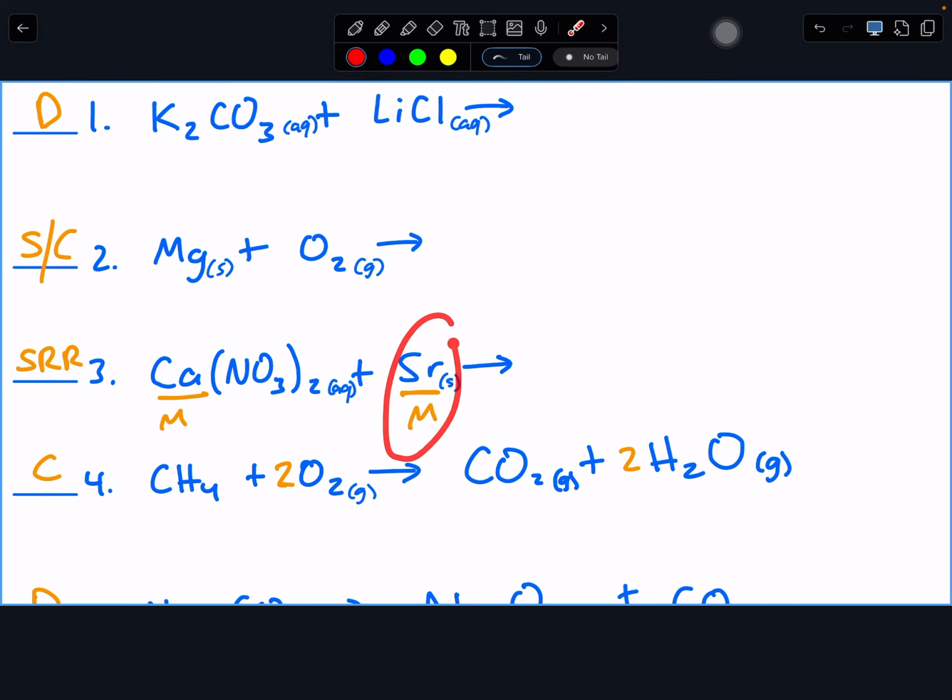Number 2, how do I do number 2? Cross charges. It's synthesis. Are they still the same? Yeah, it is, because they didn't see them already.